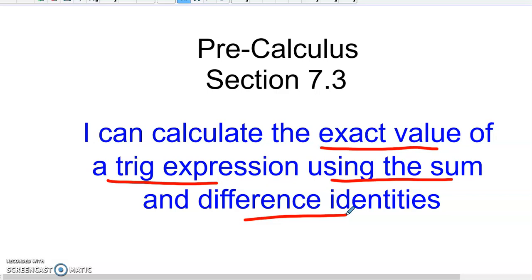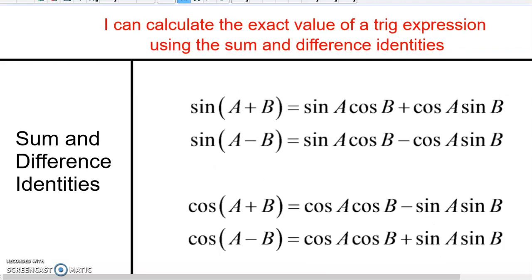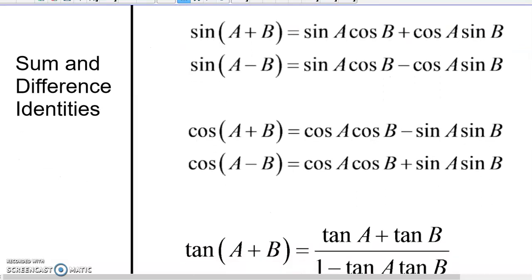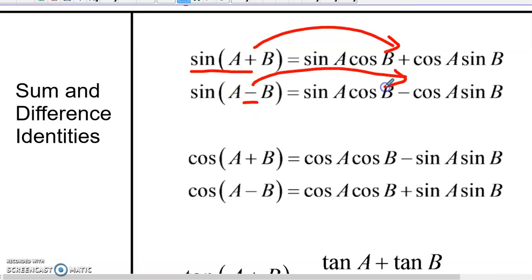And if you're wondering where those come from, then watch my video, Sum and Difference Identities, the origin story for that. Okay, so the sum and difference identities are these identities here, which you've seen already if you watched the other video. Now remember, sine keeps the same sign, so it's plus. Sine A plus B stays a plus. Sine A minus B stays a minus. And then sine likes to mingle, so it mingles with cosine. So that's one way to remember that one.